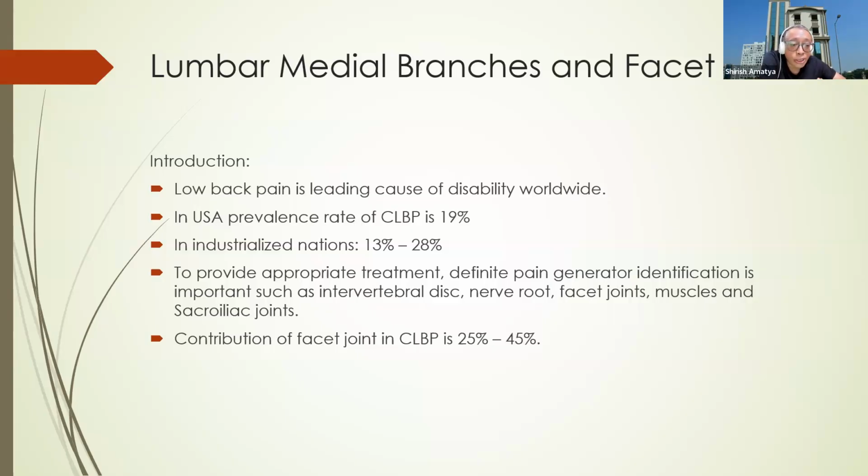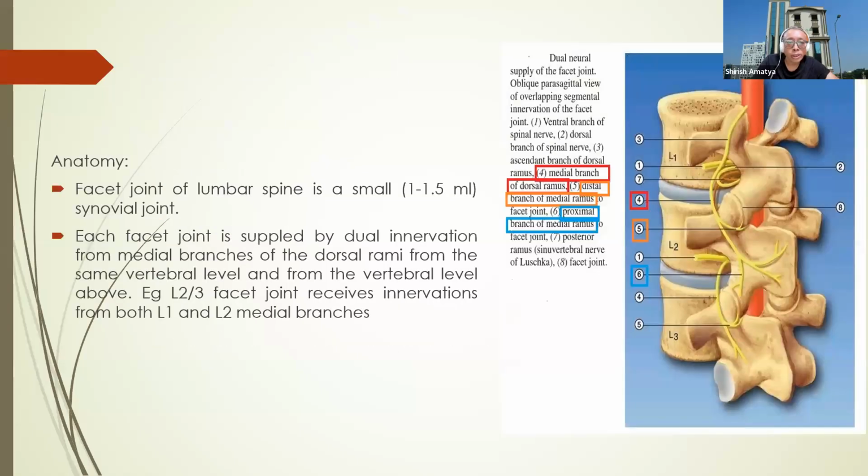But facet joint arthropathy is one of the most common causes of low back pain, and it contributes to about 25 to 45% of chronic low back pain. So in the clinic, we'll be seeing lots of low back pain where it might be facetogenic in origin. So if you see the anatomy of the lumbar facet joint.